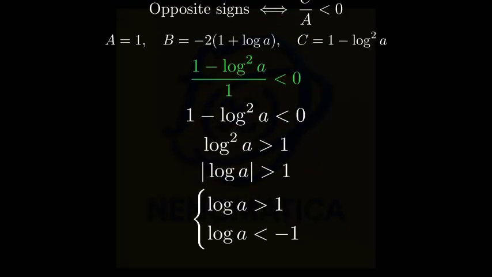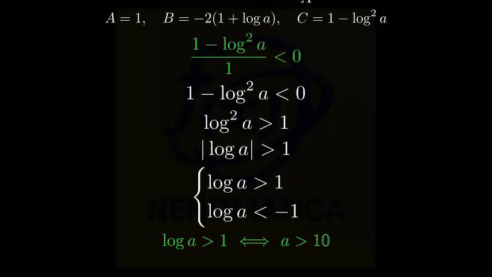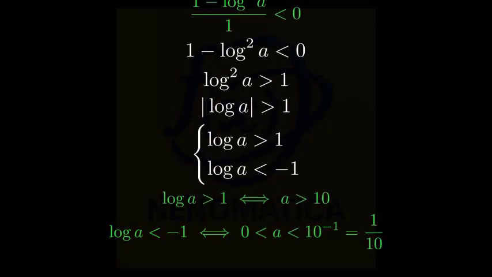Step 5. Split the absolute value inequality into two cases. Either log base 10 of a is greater than 1, or log base 10 of a is less than negative 1. Step 6. Converting from logarithms to base 10 exponents. Log base 10 of a greater than 1 means a greater than 10. And log base 10 of a less than negative 1 means a is between 0 and 10 to the minus 1. That is between 0 and 1/10.